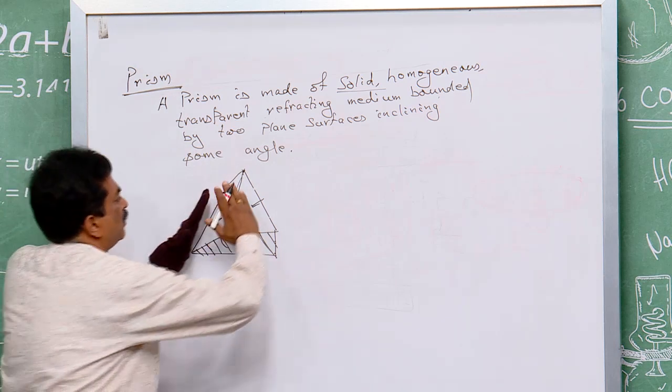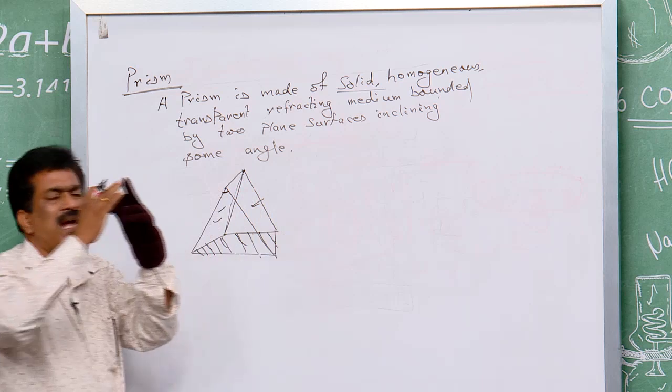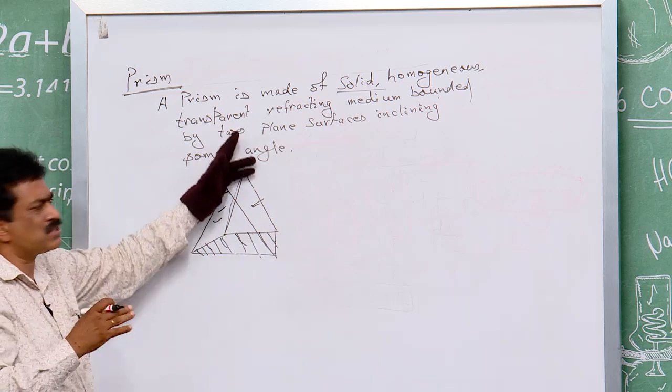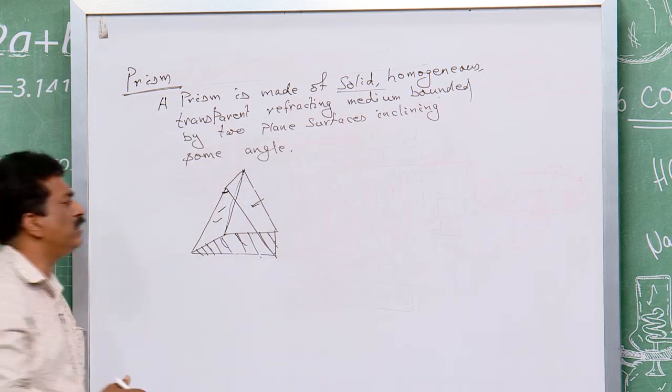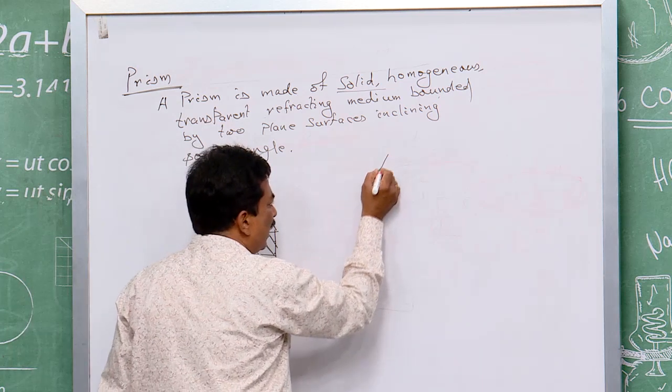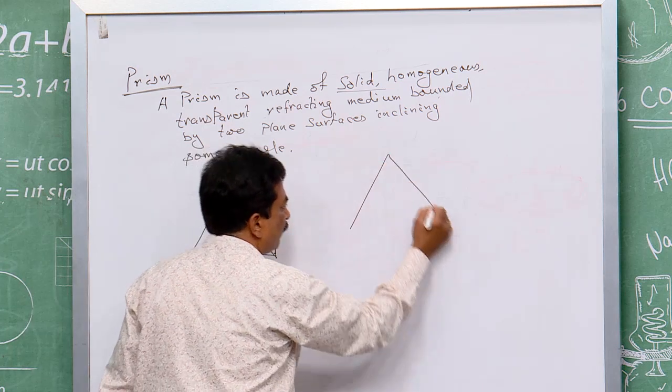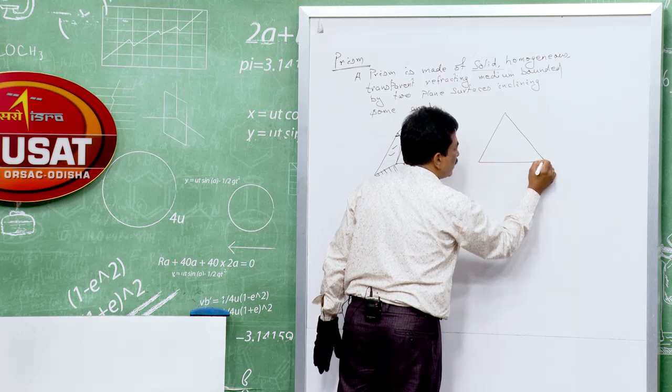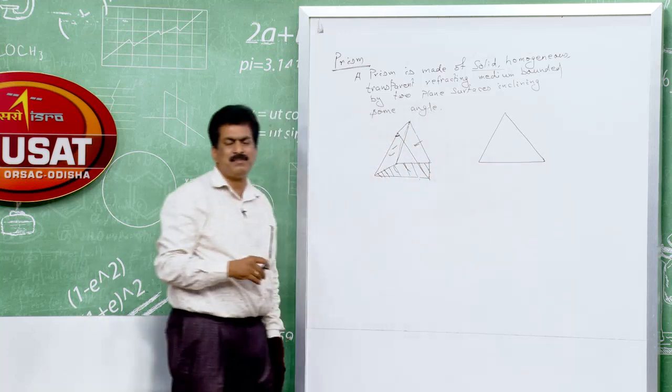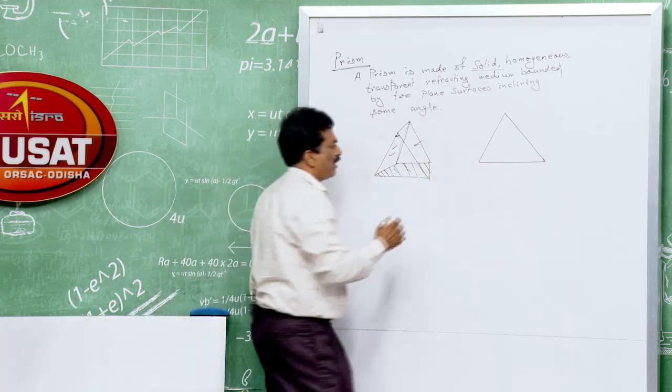These two plane surfaces are inclined at a certain angle. Such an arrangement is known as a prism. So in overall view, we just have the idea of the prism, which means a triangle will come to your account.